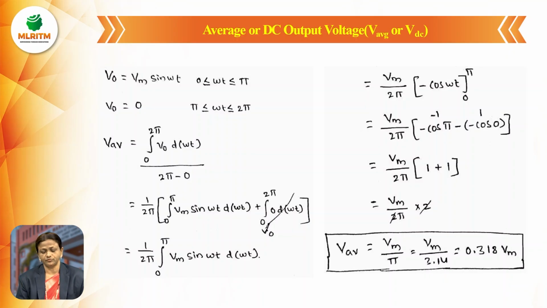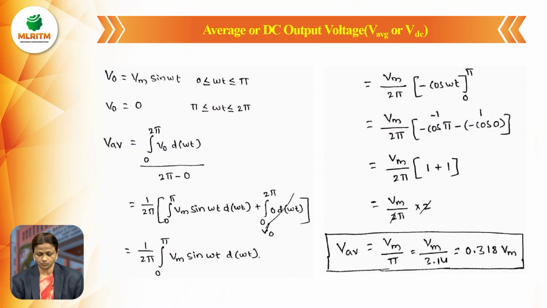So for this half-wave rectifier, now calculate what is the DC output value, what is the VDC value, what is the IDC value, what is the ripple factor value, what is the efficiency. So now all these parameters are calculated one by one. So first one is average DC output voltage.